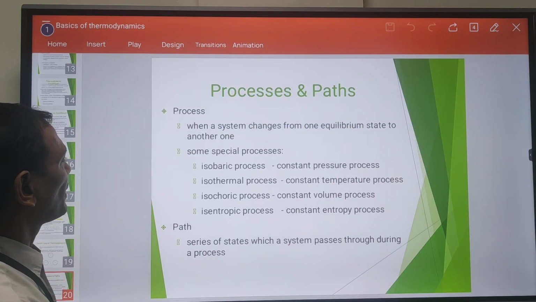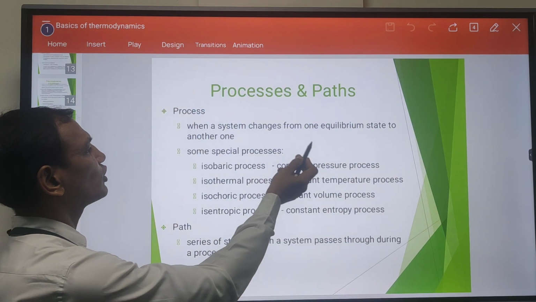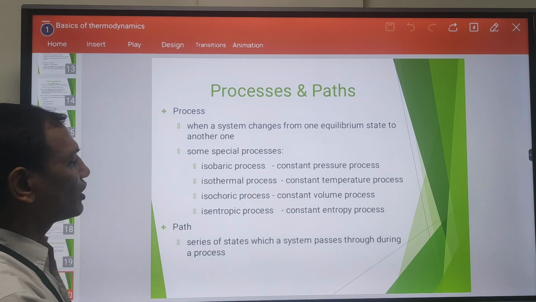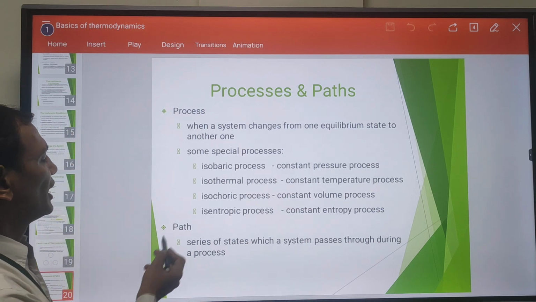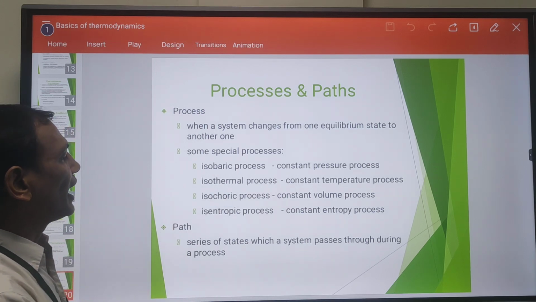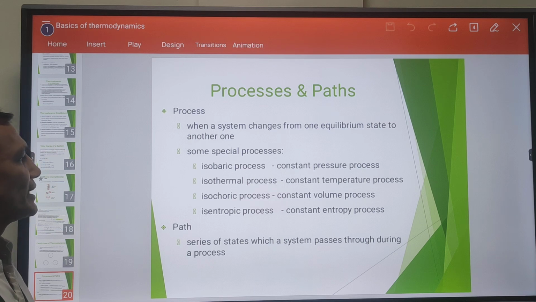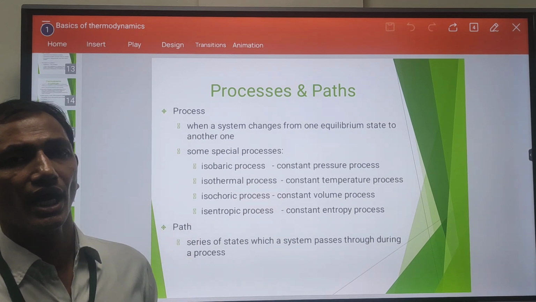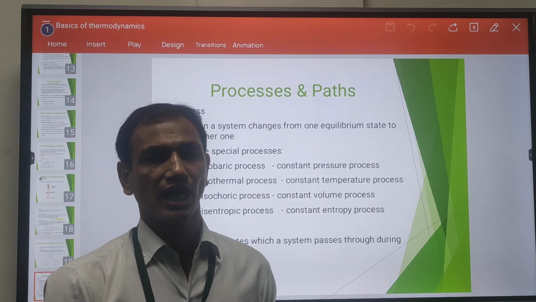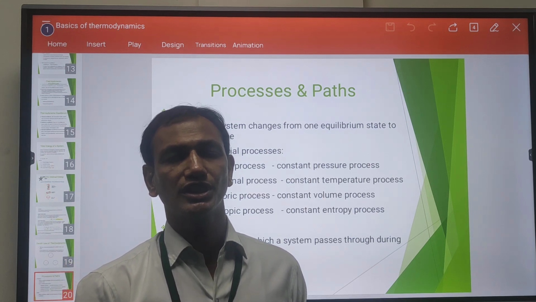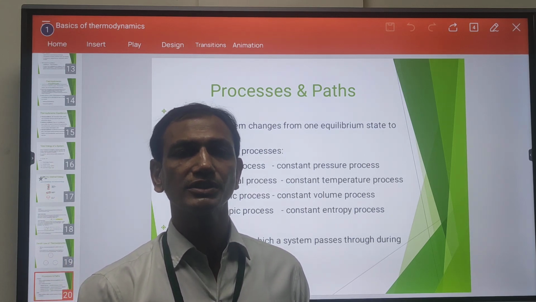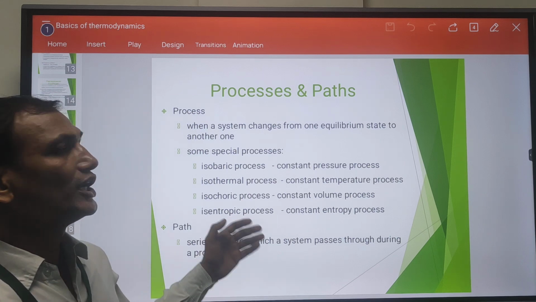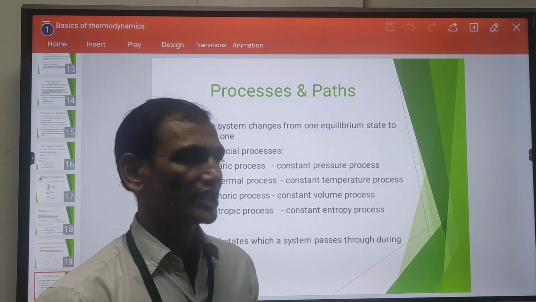Now process and path. When a system changes from one equilibrium state to another, it is called a process. A process may be isobaric, isothermal, isochoric, or isentropic. Isobaric means pressure constant. Isothermal, temperature constant. Isentropic, entropy constant; isentropic is also called a reversible adiabatic process. And isochoric, volume constant.